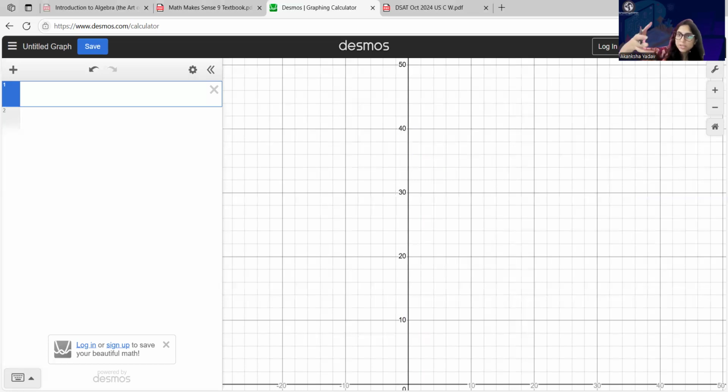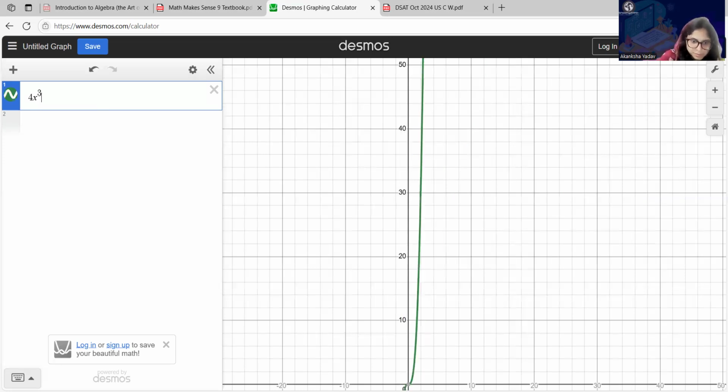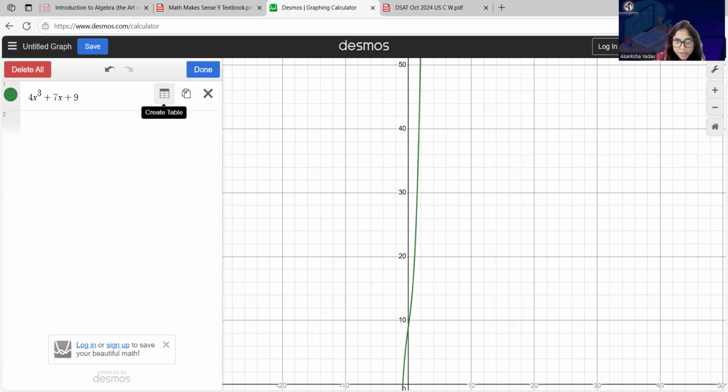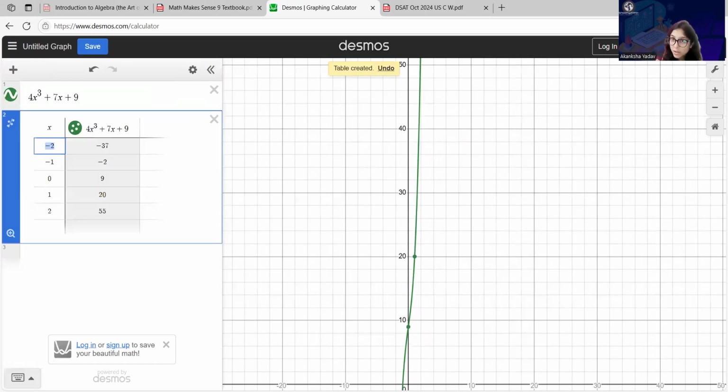Now, sometimes an equation is given to you and you have to get the table. Some questions are like that. Some random equation is given to you and some table is given to you. What you do then? You go to edit list, you create a table. And then whatever options are given in the question, because all four x values will be the same, you just write those options and see where it is matching. Got it? So you can also go from equation to table in DESMOS. You can go from table to equation and you can also go from equation to table.